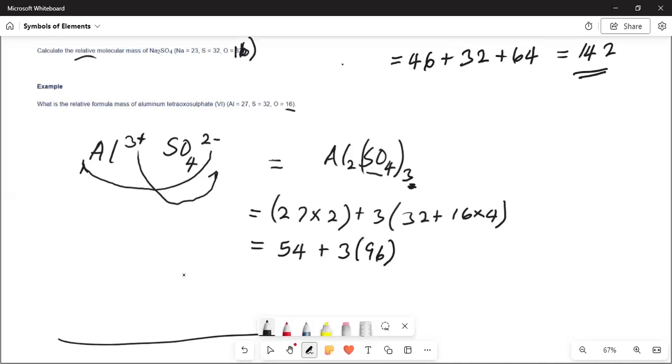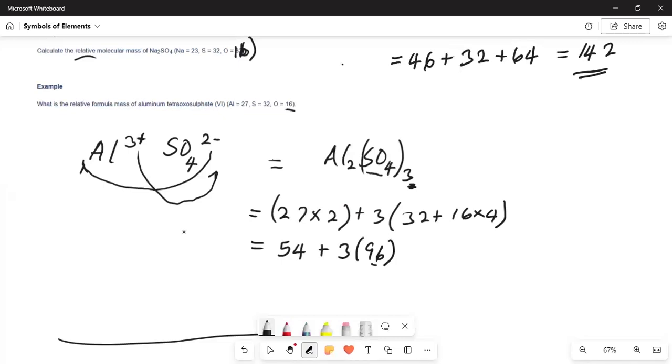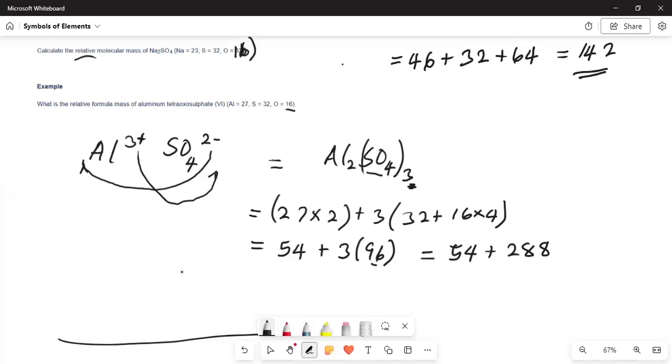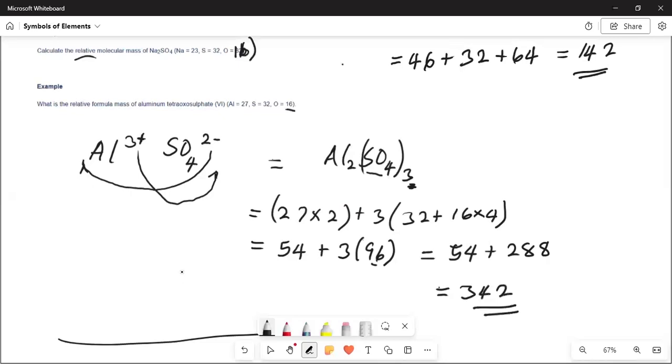And recall that this SO4 is a group. And this 3 affects that group, everything, all the atoms here. That is why we have to multiply it by the value. Now, adding all these atoms in the parentheses gave us this 96. So now this 3 times 96 is 288. So that will be 54 plus 288, which is 342. That is the mass of aluminum tetraoxosulfate 6.